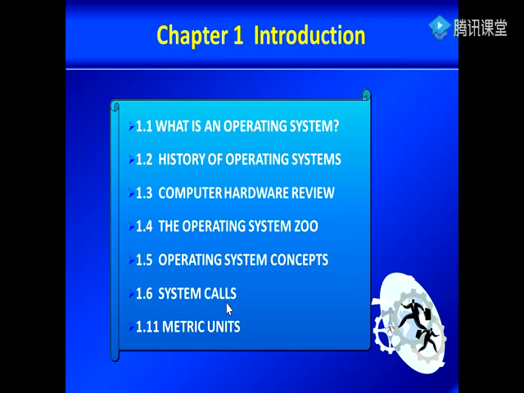So that's what I emphasize all the time. The operating system is a resource manager. Everything is about resource management. The resource includes hardware resources and software resources. So this is the first important thing you need to understand.